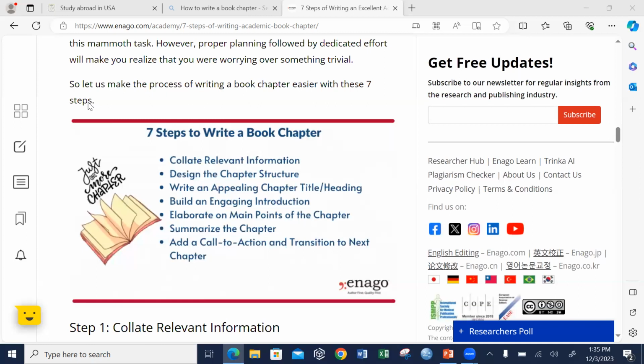Then you summarize the chapter. So you have to summarize and give your readers the key points, the take-home points. So the summary is very, very important. Once you're able to finish the summary, then you need to also tell your reader what to expect in the next chapter. So you call it add a call to action and transition to next chapter. So these are the 7 tips that you can follow to write a very good chapter.